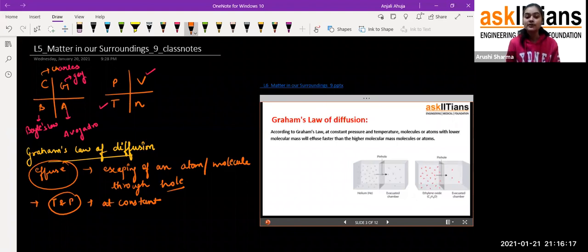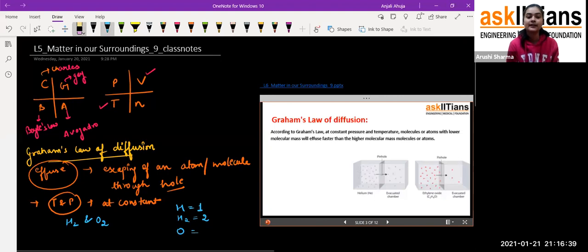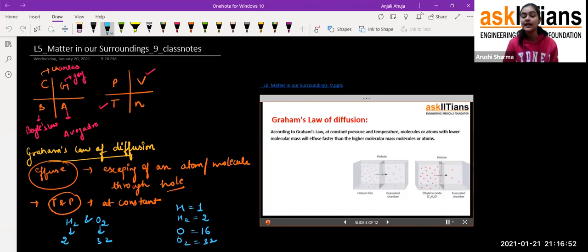So student, if I talk about hydrogen and oxygen gases, just look at it here, you will get clarity about it. Hydrogen has a molecular mass of 1 gram; for H2, you can write it down, it would be 2. If I talk about oxygen, the atomic mass is 16, and O2 comes out to be 32. So you can see that the molecular mass of hydrogen is 2 and the molecular mass of oxygen is 32. Which has the more molecular mass? Exactly, it is O2.